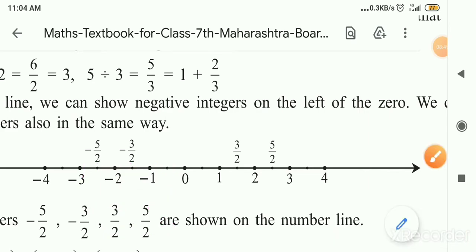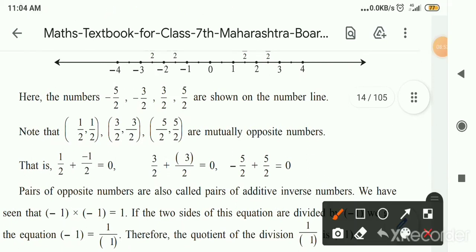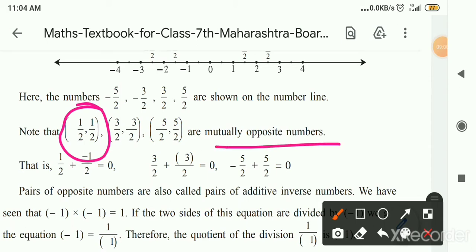In this way points are there. Now note that 1 upon 2, 3 upon 2, and 5 upon 2 and their negatives are mutually opposite numbers.